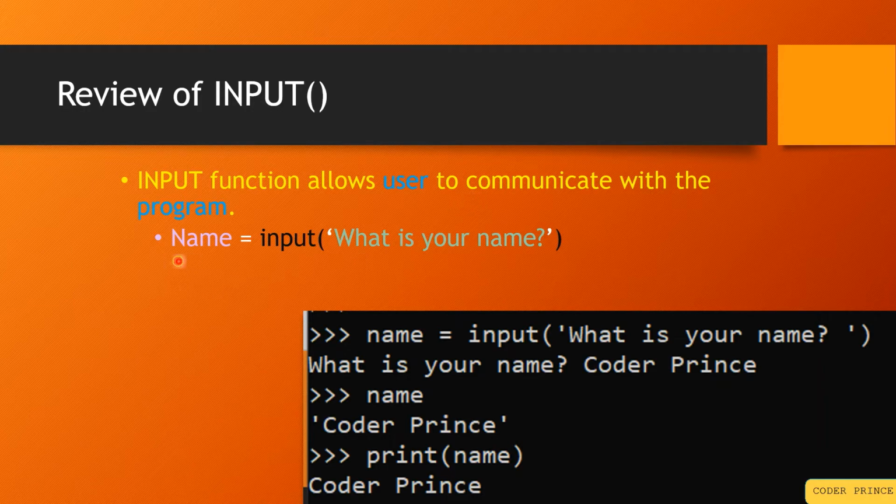Here is an example. name is a variable that is assigned to a function called input, and inside you pass the message giving a hint to the user about what input value is required. And here I have given the demonstration. So name equal to input, what is the name, and when I enter coda prints and hit enter, when you type name you will see the coda prints is stored in the variable name.